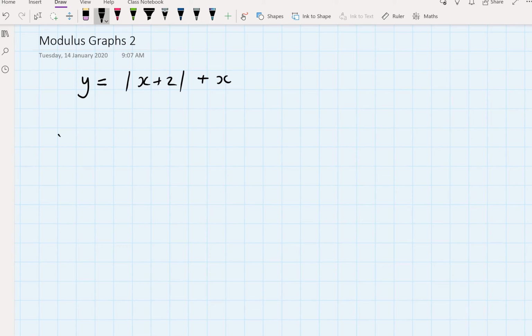We're going to consider what happens when x is greater than or equal to minus 2. Well, if x is greater than or equal to minus 2, in other words, a number like minus 1 or 0 or 1, if I put that into this modulus bracket, I'm going to come up with a positive number. So I don't need to change that. So I can simply say the equation is going to look like this: x plus 2 plus another x, in other words, 2x plus 2. So that's the one graph that I've got. y is going to be 2x plus 2 when x is greater than or equal to minus 2.